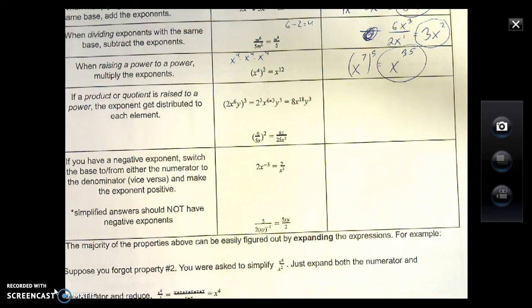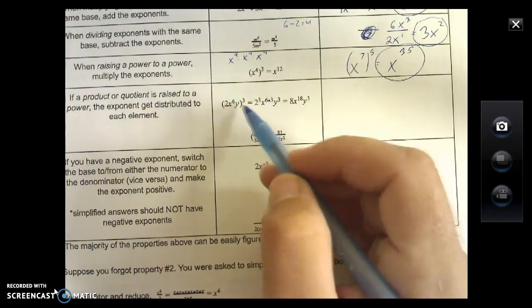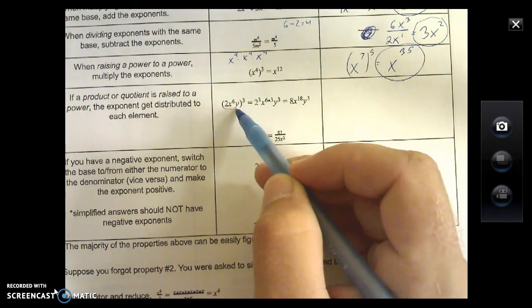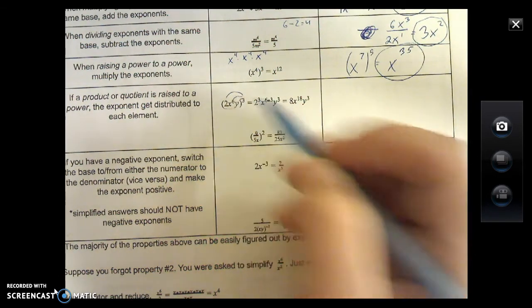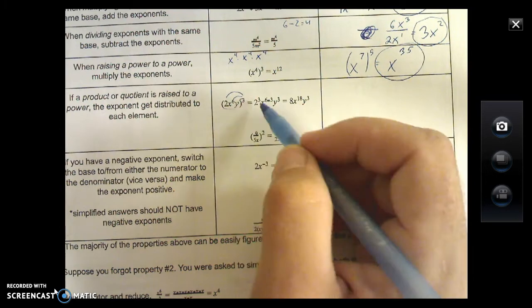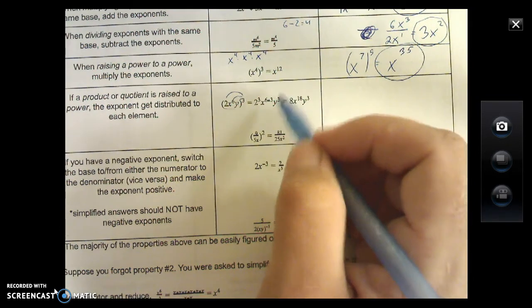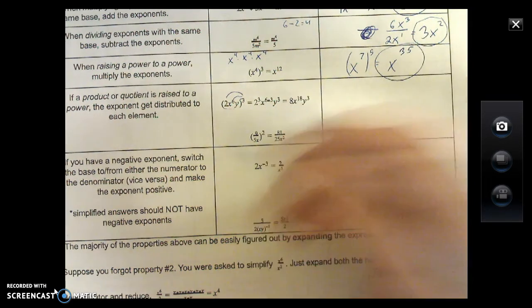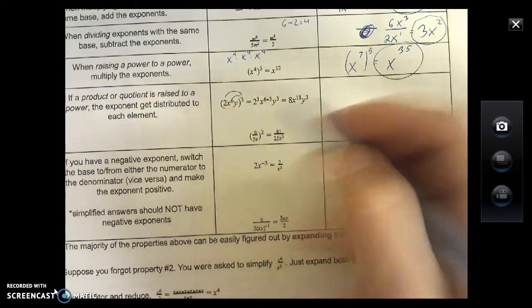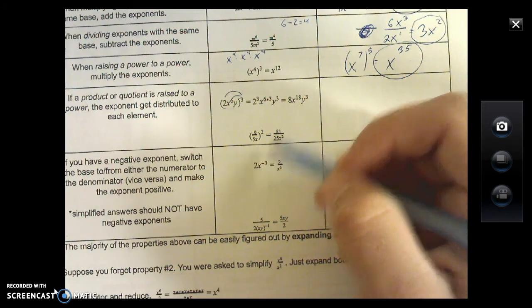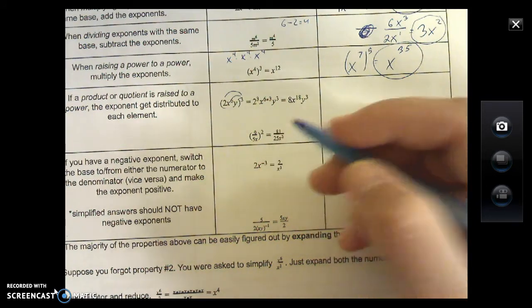Okay. If a product or quotient is raised to a power, the exponent gets distributed to each element. This one's really big and it's really easy to overlook. 2x to the 6th y raised to the third. This third power goes to all 3 terms. So 2 to the third, x to the 6th raised to the third, y to the third. And you just clean it up from there. Same works for quotients as well, dividing. 9 over 5x squared. You square the top one, you square the bottom one.